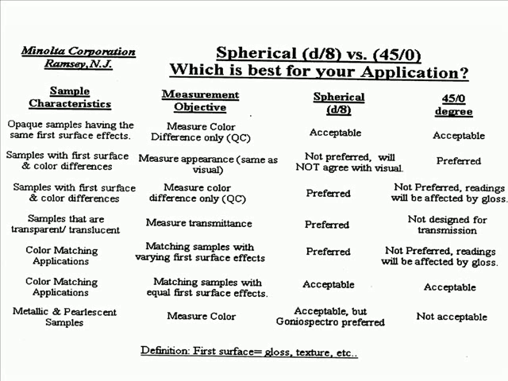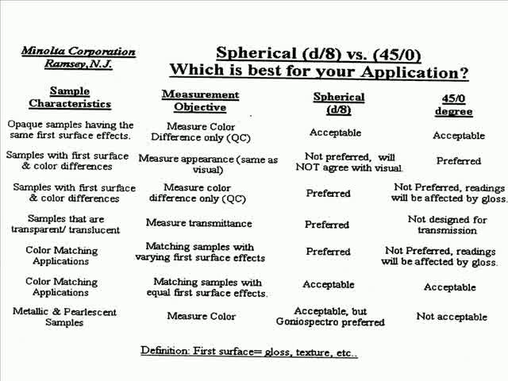If we have samples with first surface and color difference, and we want to measure how it looks visually, what that difference is, the 0.45 instrument is preferred over the spherical one. If samples with the first surface and color differences, and we want to measure color difference only, if we're doing a color match, for instance, and our sample that we're making has a different texture, say, than maybe our standard has, so we want to know what the color is, we would rather use a spherical instrument versus a 0.45.